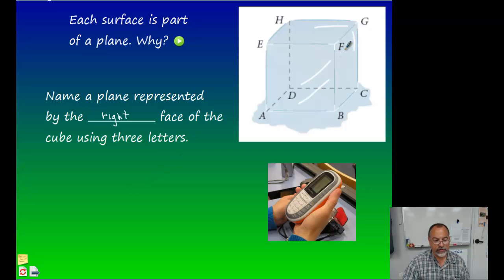So I can choose from the letters F, G, C, and B, because all 4 of those points are on there. So any combination of 3 of those 4 letters would be fine. F, C, G would be one way to name the plane.